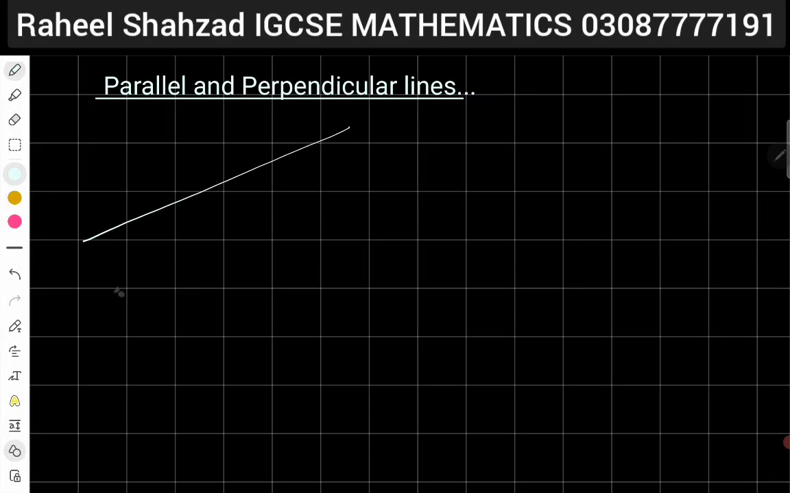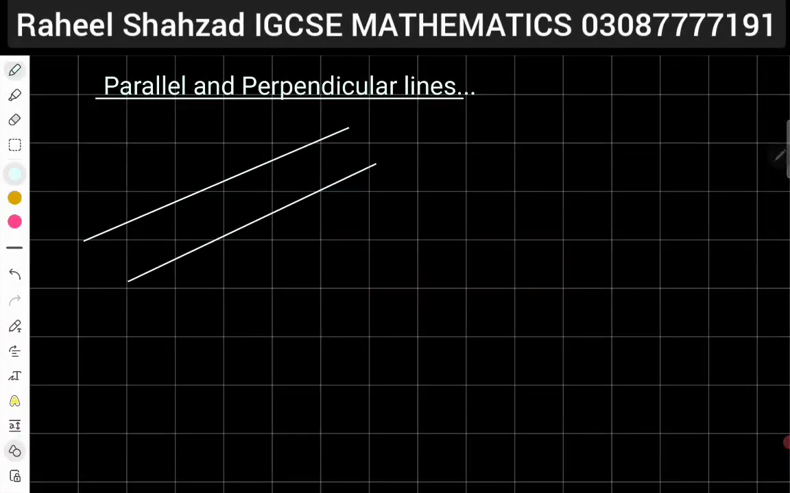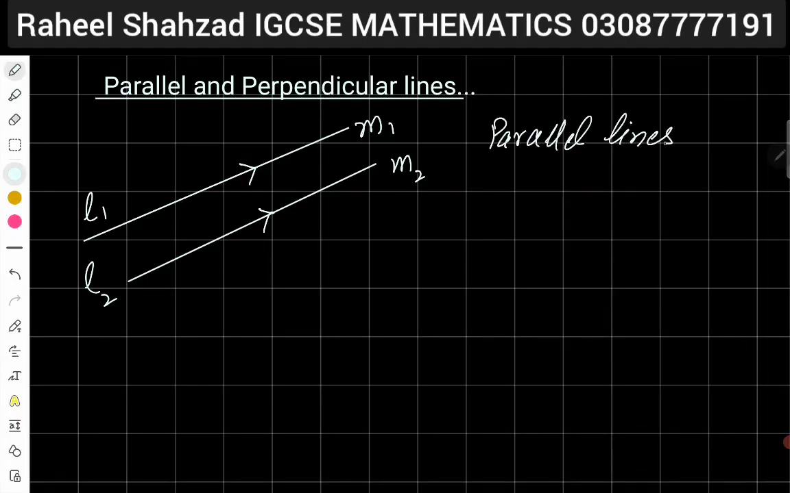If two lines are parallel, they will have the same slope. That is the basic condition for this. Suppose this is line 1 and this is line 2. This line has slope m1, this has slope m2. So for parallel lines, m1 is equal to m2.